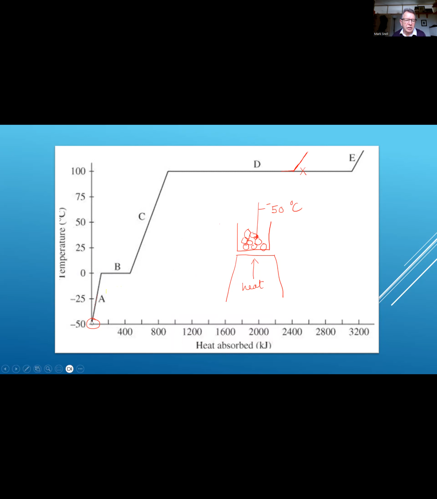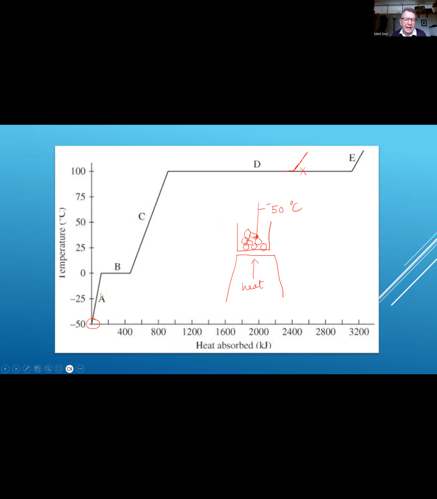So up we go. It's going to follow this line up here, and the temperature will go from minus 50, minus 25, and 0. And then for some reason, all the heat does not raise the temperature. What is happening here at B is that the heat is going to smash up the ice cubes and turn them into a liquid.